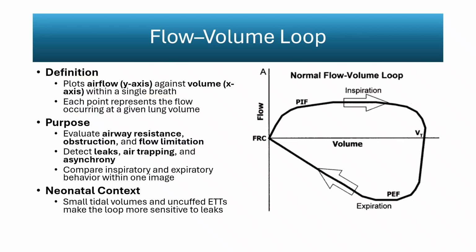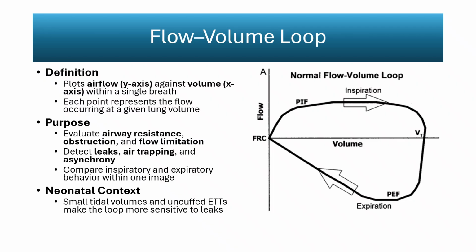A narrowed airway alters the steepness and shape of the expiratory limb, while upper airway or endotracheal tube obstruction shifts the entire loop and lowers both peak inspiratory and peak expiratory flows. Flow limitation, such as that seen in airway collapse, produces a plateau or flattening of the expiratory limb.